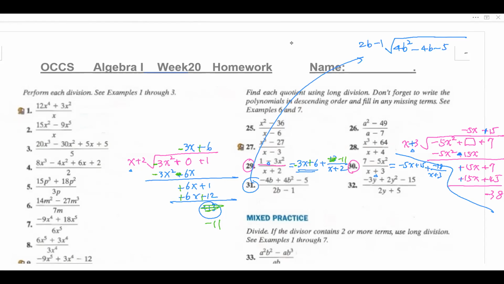All right. So first we find the 2b, right? 2b. So 2b squared became 4b squared minus 2b. So you got a negative 2b minus 5 minus 1, right? So you get negative 2b plus 1. So here got a negative 6. Here is remainder. So this one is equals 2b minus 1 plus negative 6 over 2b minus 1. The same to the 32. Let's do the 32.